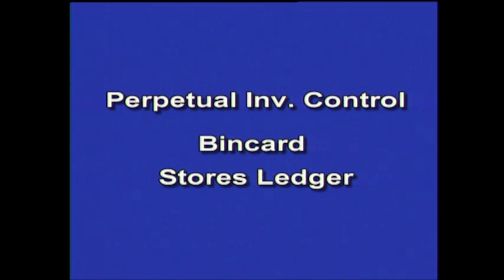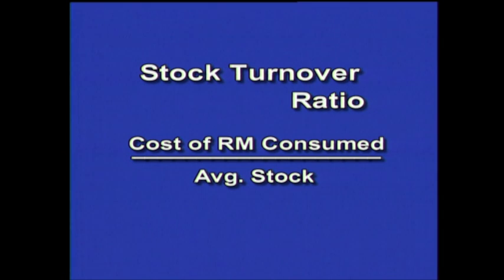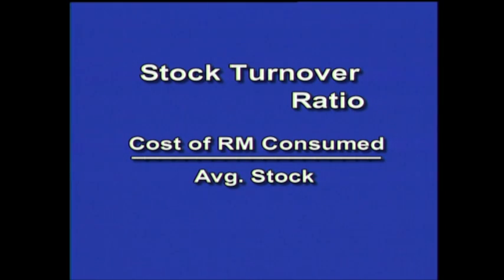The stores ledger and bin card are maintained by two different persons, so that there is an automatic check. The work done by one person is automatically checked by the other person. The balance quantity recorded in the bin card should tally with the balance shown in the stores ledger. Then the stock turnover ratio gives you how fast the stock is turning over in the organization. The greater the stock turnover, the lower the inventory of that particular material can be. Stock turnover would be cost of raw material consumed divided by average stock.